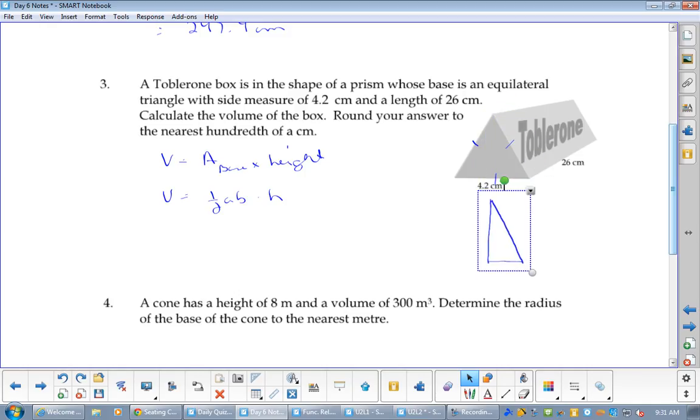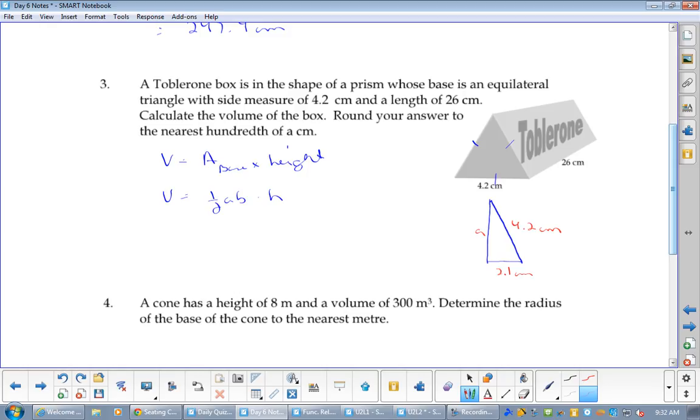And if I move that down here, what's the base? 2.1 centimeters, is it not? The hypotenuse would be 4.2 centimeters. So we can find A, can't we?